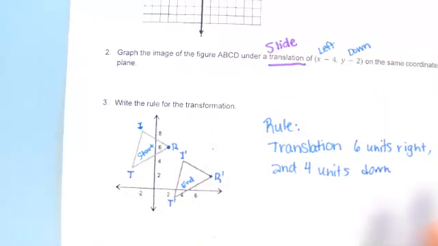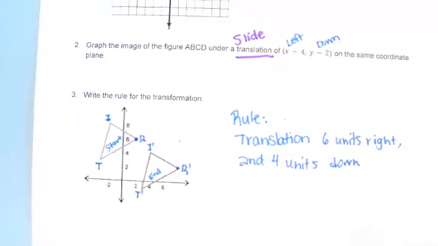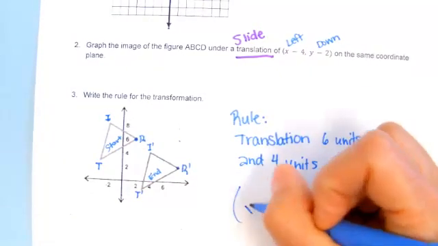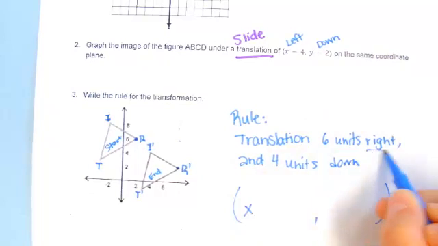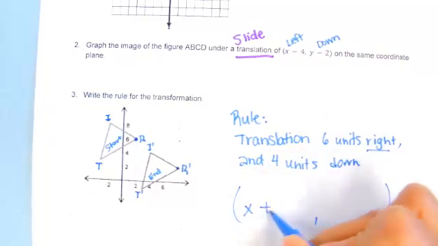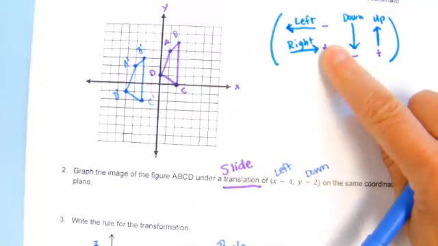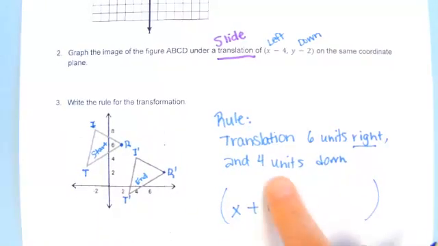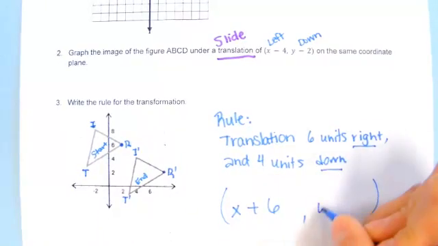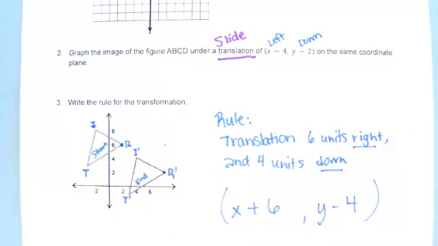Now, that's written in words. In translation notation, we would write it like this as kind of an ordered pair. And we have X, right? 6 units right means that's an add. Up here from our notes above, right means plus. So it would be X plus 6. And then 4 units down means Y would be minus 4. And that's how we write it in translation notation.